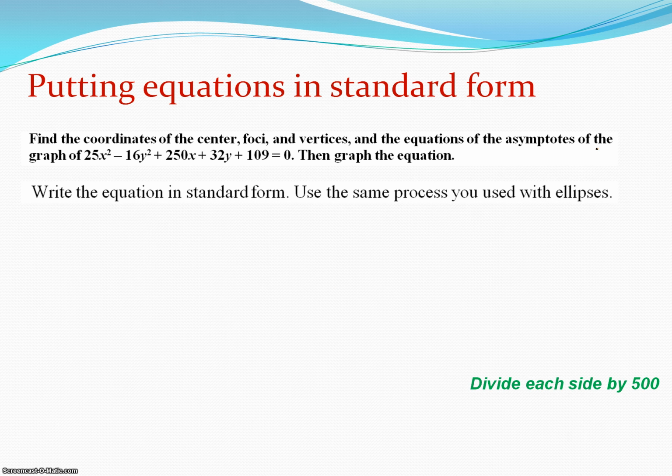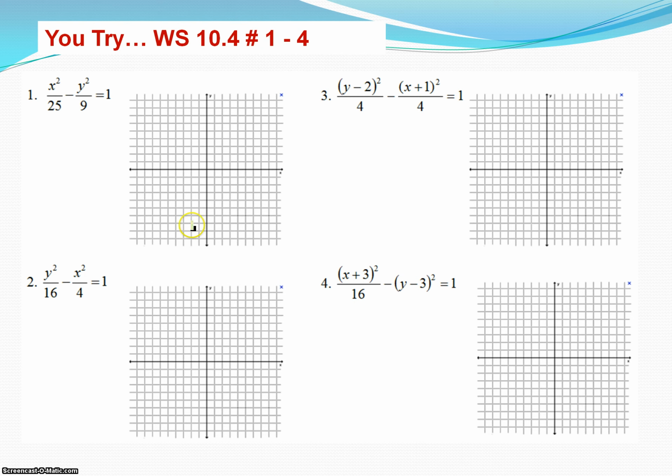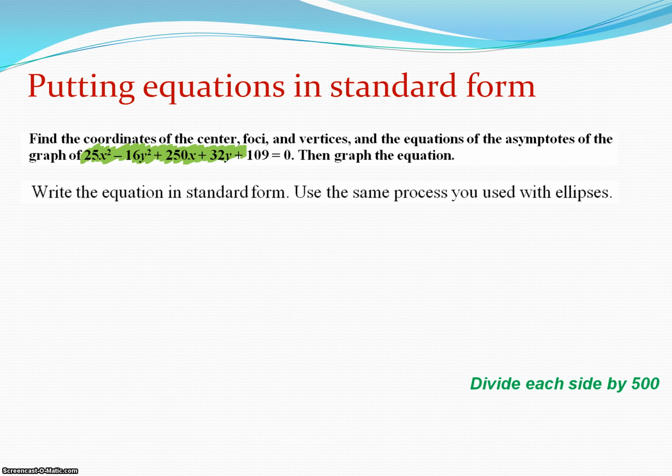Okay, so we want to look at how to put equations in standard form so that we can find all that good information like the center and the distance for the transverse axis. And we're not going to be able to do that until we take these kinds of equations and we kind of play around with them a little bit. In this case, we're going to need to complete the square a couple times. And it's the same process that we looked at with ellipses.